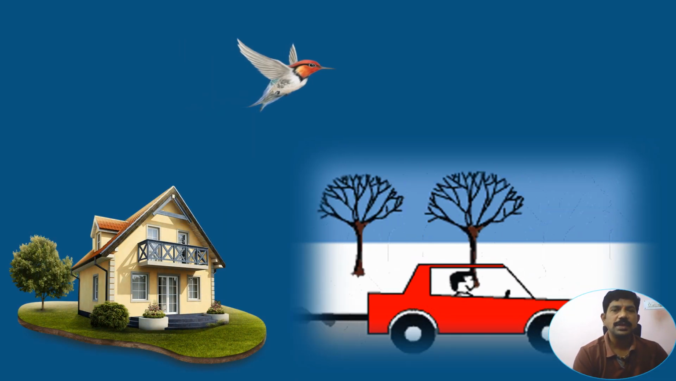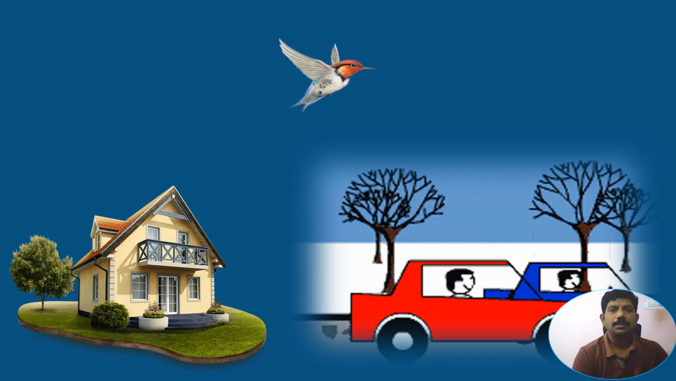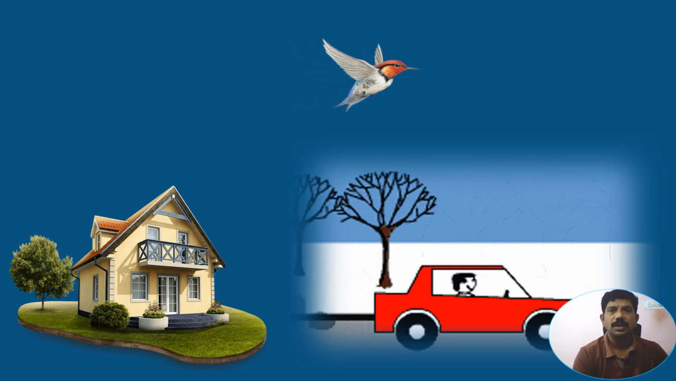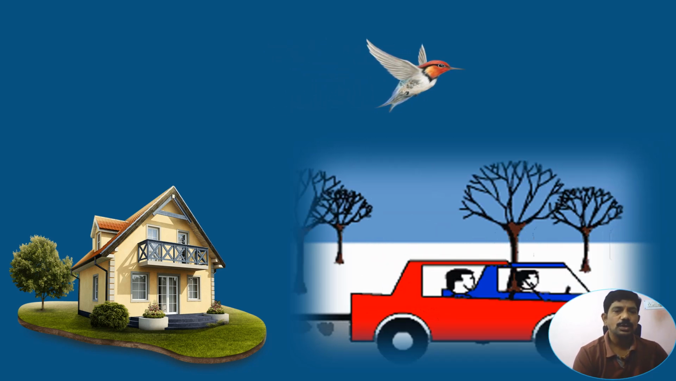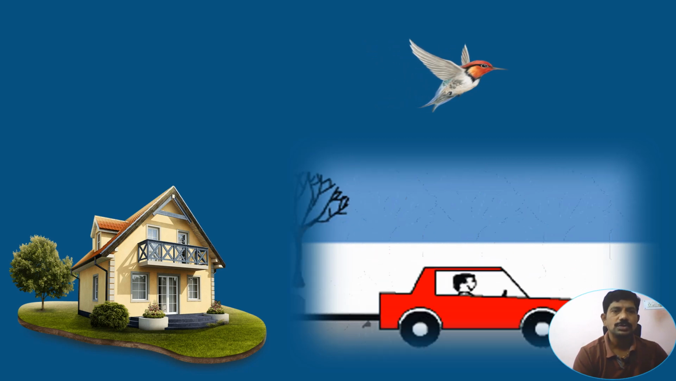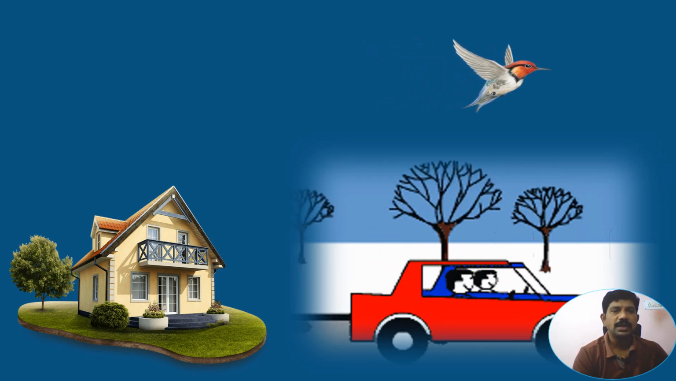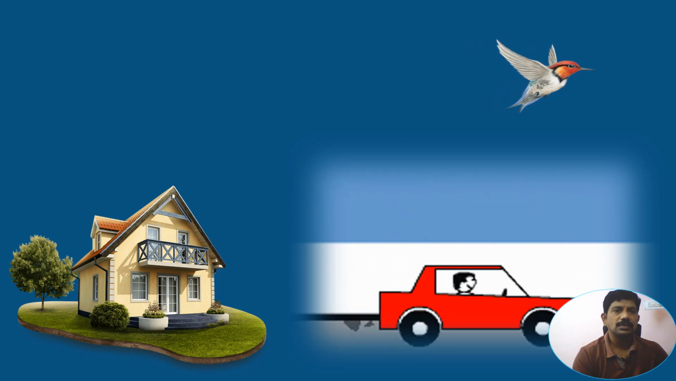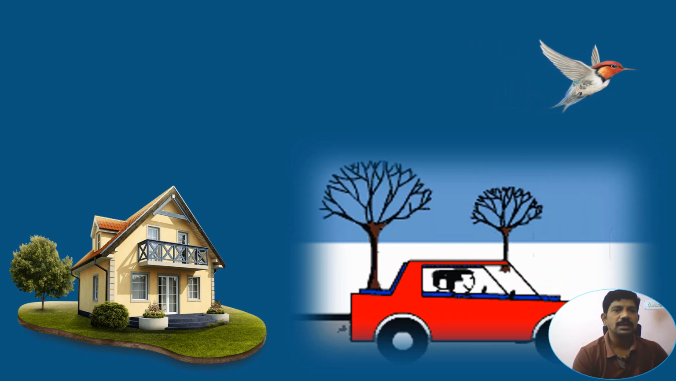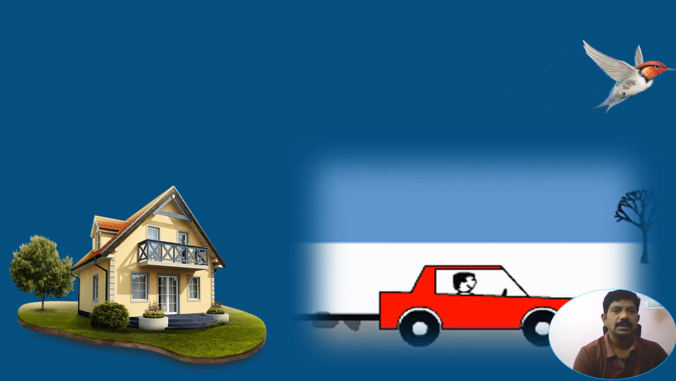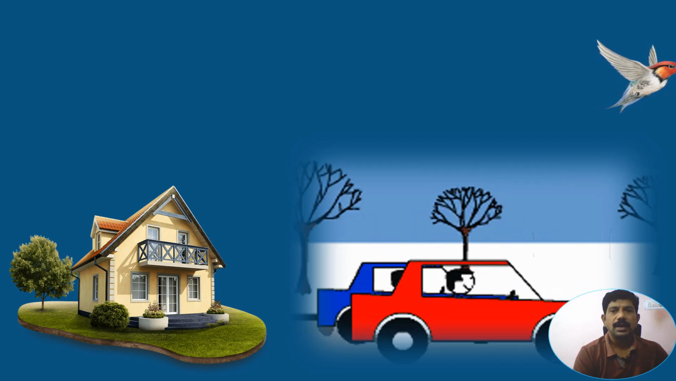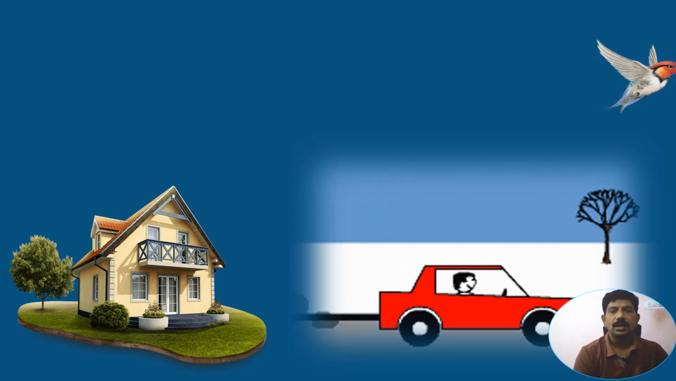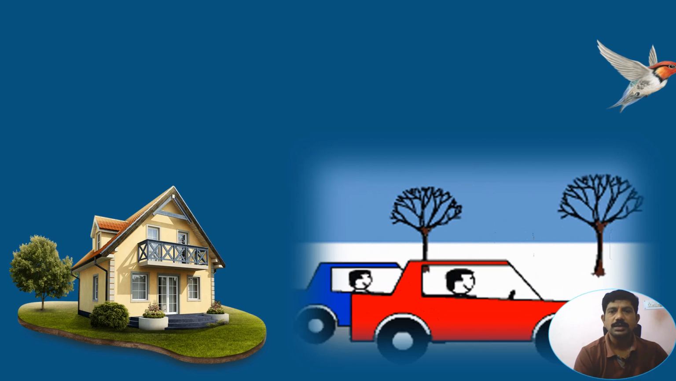Children, observe this animation. The bird is flying. Next, you observe this house. The house is at rest. Here also, observe this tree. The tree is at rest. Next, observe this car. The car is moving.